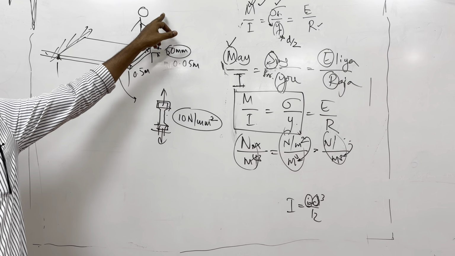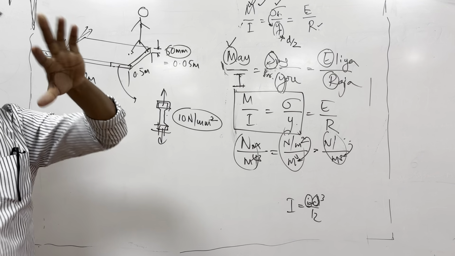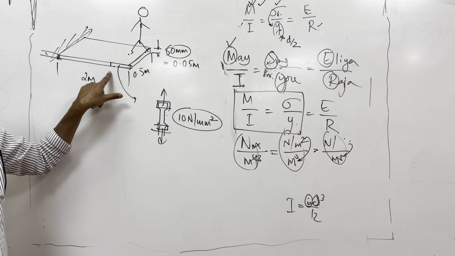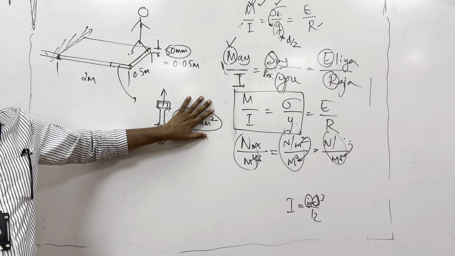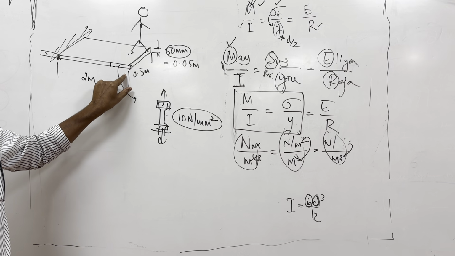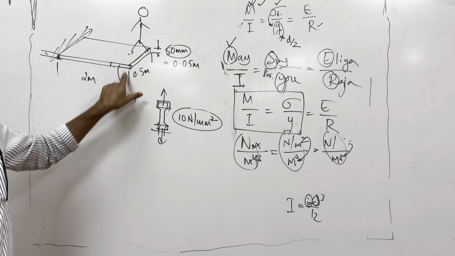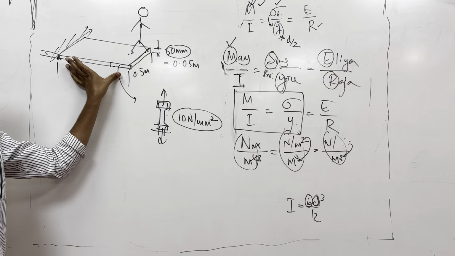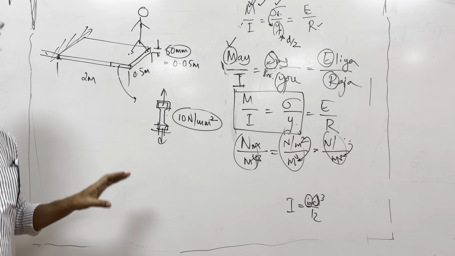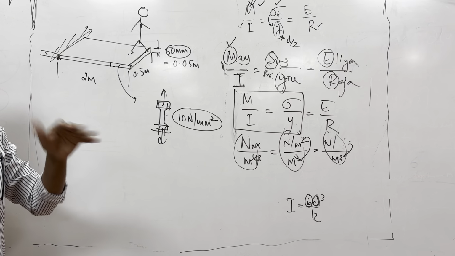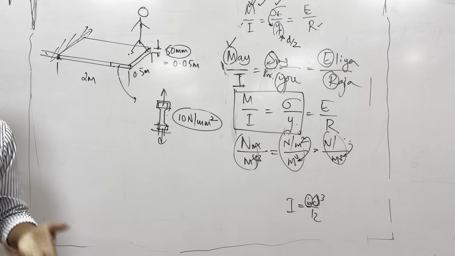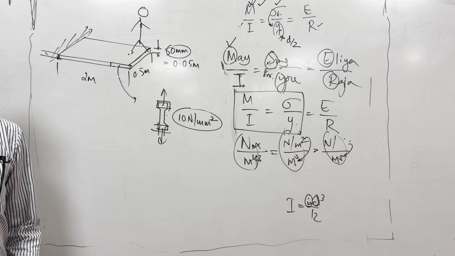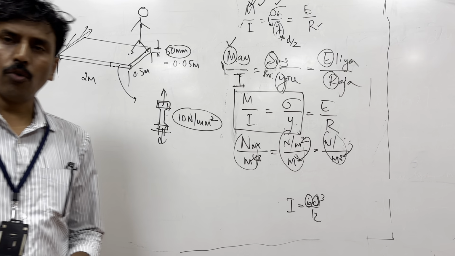What is the maximum weight? Any guess? Now forget about this value. Suppose it is made up of plastic, what is the maximum weight it can take? Now the length is 2 meters. A person goes and stands and jumps, and forget about jumping, even if he stands, it should not break. So 200 kgs, your friend says.